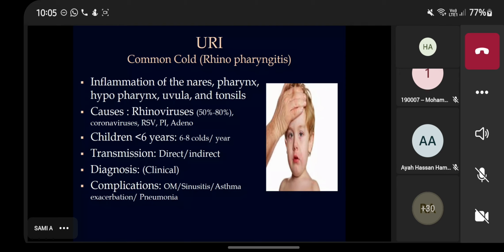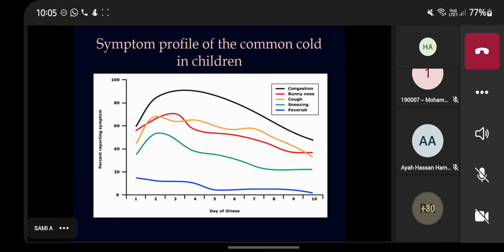Now, the diagnosis is a clinical diagnosis, and complications do occur and include otitis media, sinusitis, asthma exacerbation, and even pneumonia. Now, this slide shows the symptom profile of the common cold in children. The colored lines represent various symptoms associated with the common cold. So in infants and children, the symptoms usually peak within 2 to 4 days, and they gradually improve, and most of the time the common cold resolves by day 10.